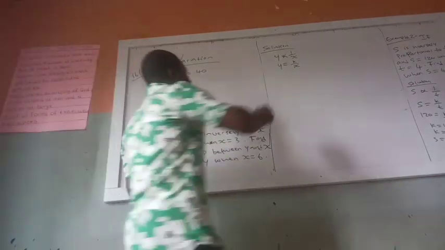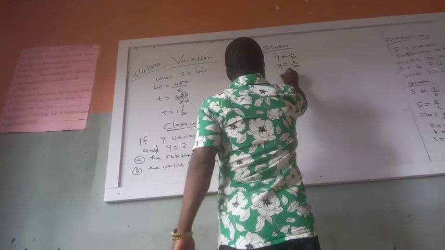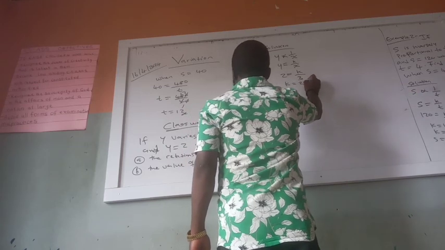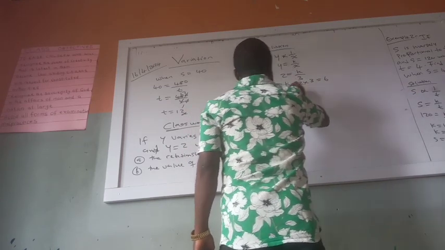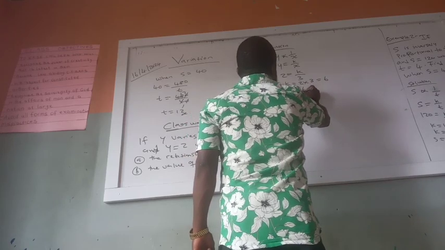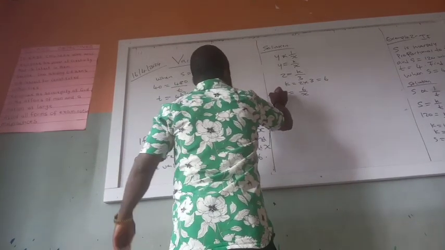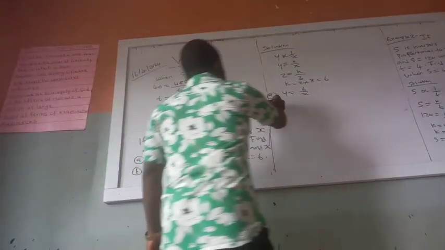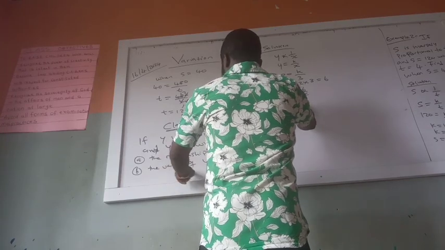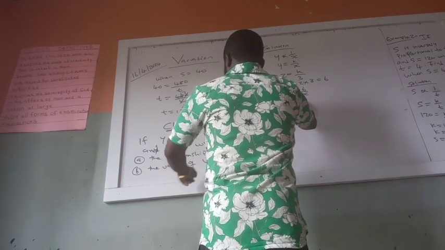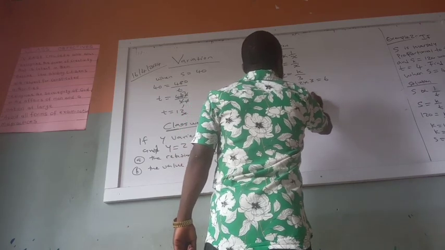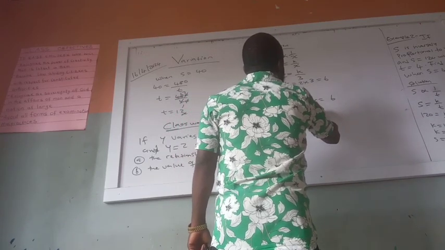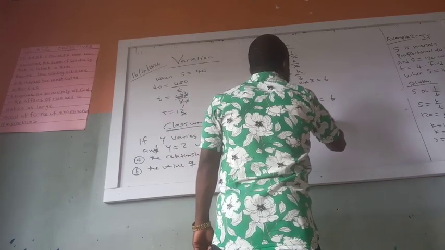If that's the case, then the next one is to substitute. That means 2 equals k over 3, right? K equals 2 times 3, which is 6. That means y equals 6 over x. That's the first one, that's for A. That's the relationship. Then for B, we now have y when x equals 6. That means y equals 6 divided by 6, and y equals 1.